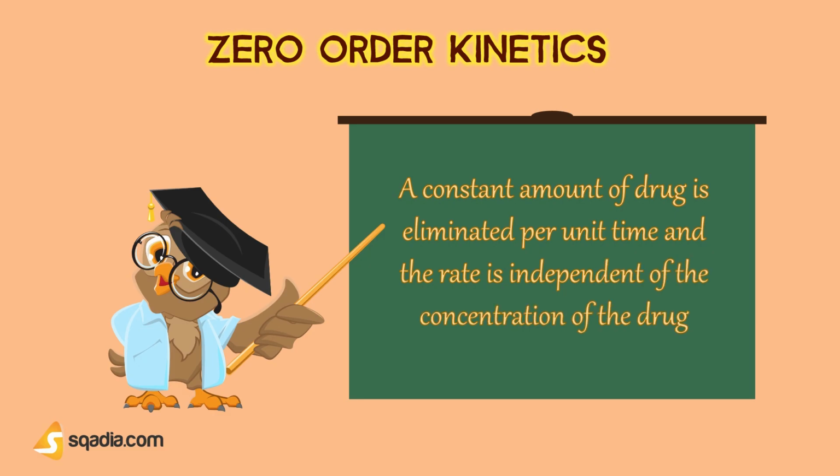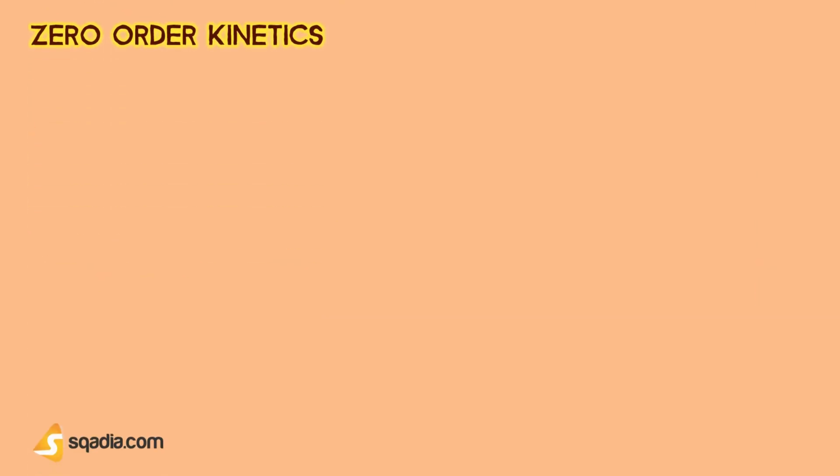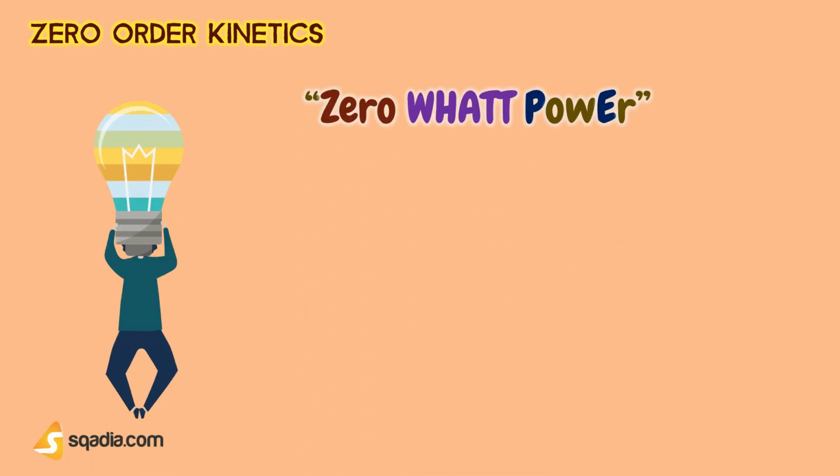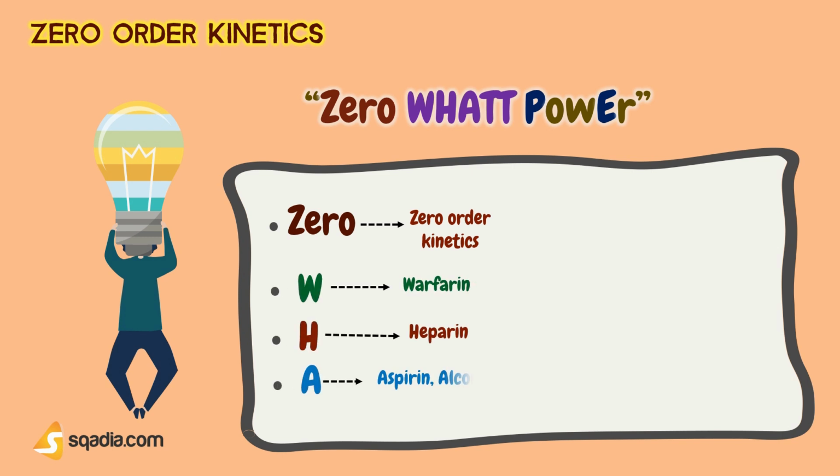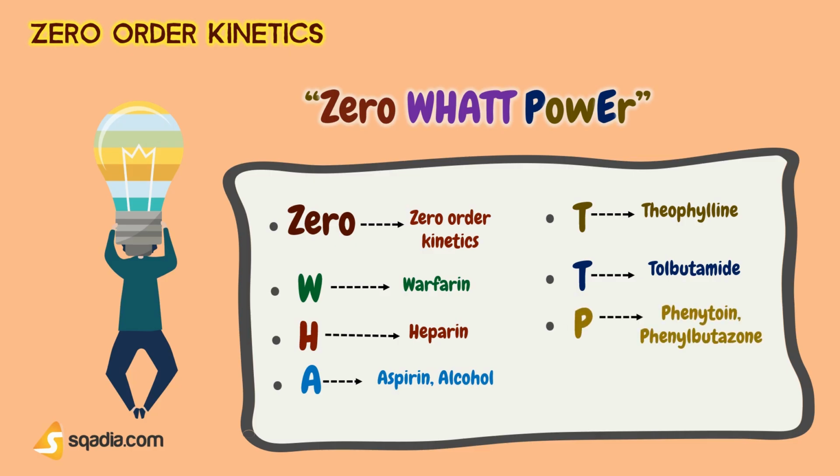Here's a mnemonic to memorize some of the drugs that follow zero-order kinetics. That is, 0 watt power. Here 0 represents zero-order kinetics. W for warfarin, H for heparin, A for aspirin and alcohol, T for theophylline, T for tolbutamide, P for phenytoin and phenylbutazone, and E for ethanol.